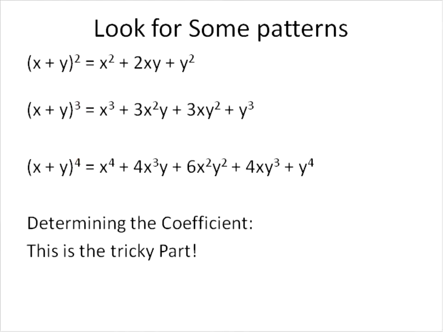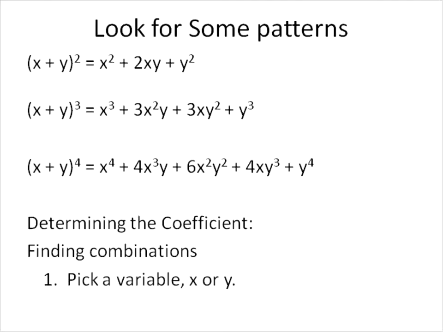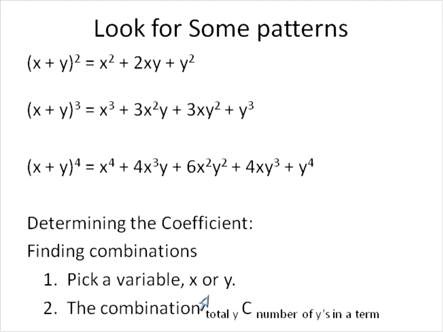Now the coefficient, the number in front of the variable here, that's actually the trickiest part. And I'm going to try and show you a pattern to solving that will help in the future for solving any power on any binomial, and that's using combinations. So when you're using combinations, you'll pick one variable, either x or y, and we're going to find the combinations of those variables. Personally, I pick y, and when I set up my combinations, I'm going to set them up in proportion to y, or related to y.